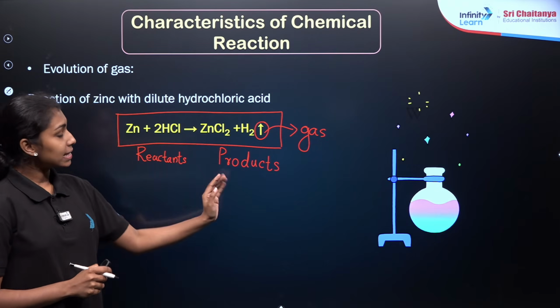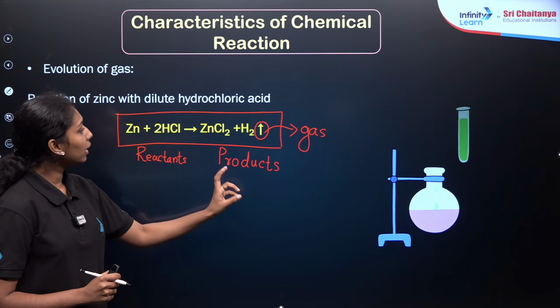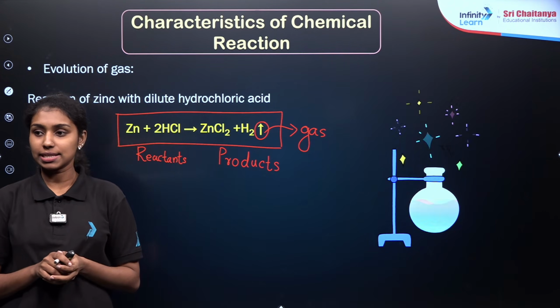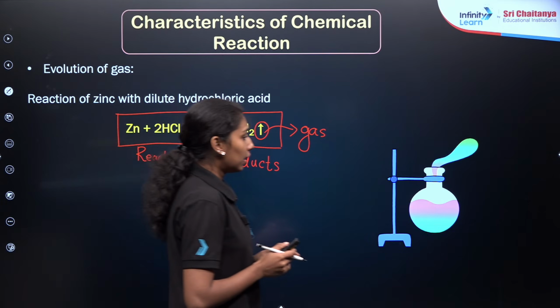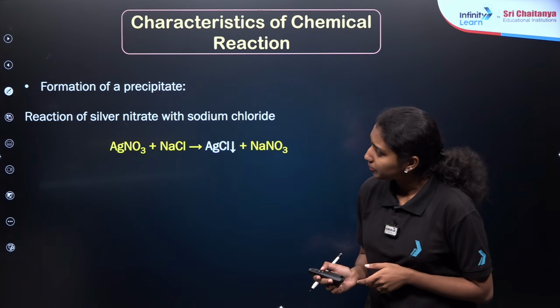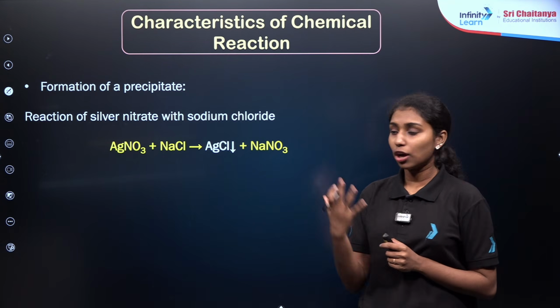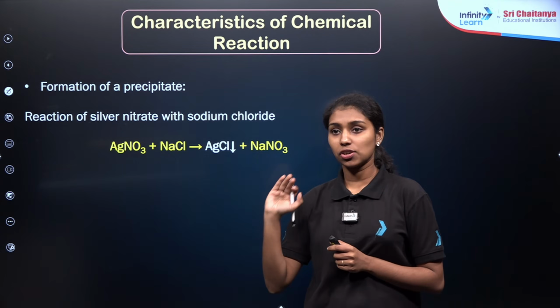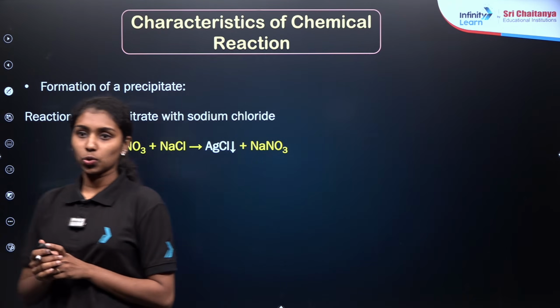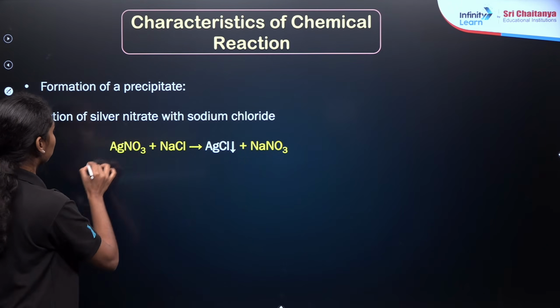So we can call this a chemical reaction because it involves the formation of hydrogen gas. So this is one example, right? Now let us see what the change is. If you are forming a precipitate, how can we explain it as a precipitation reaction or a chemical reaction, right? So what is the reaction here?